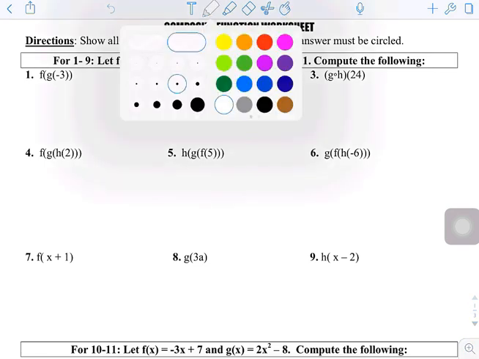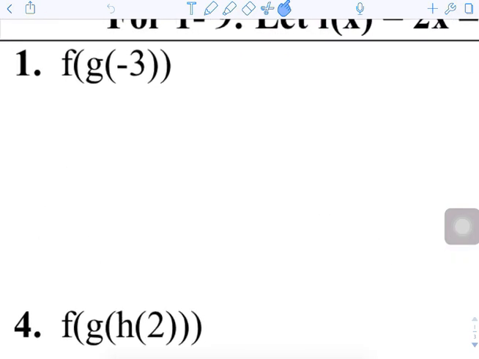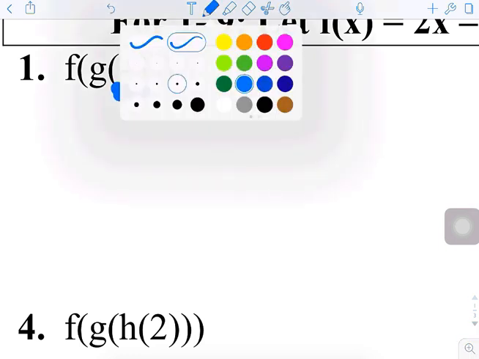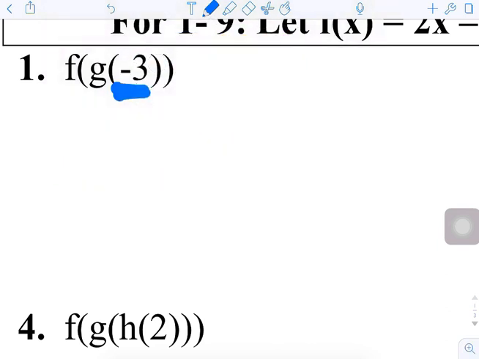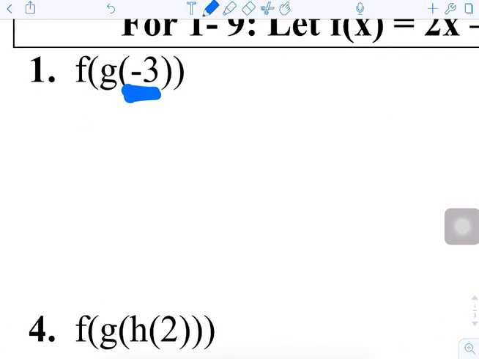Let's go with blue. Okay, so first things first. Notice that I have two functions within one another. So I have a number inside a g function. So this is what I'm going to do. I'm going to substitute the number -3 into the g function. And if you guys remember, the g function is right here. G function is simply 3x. So the inside part will basically be -3, which will give me -9.